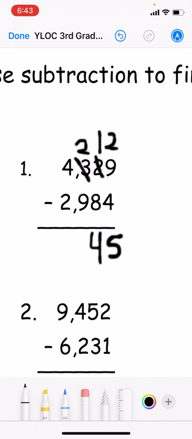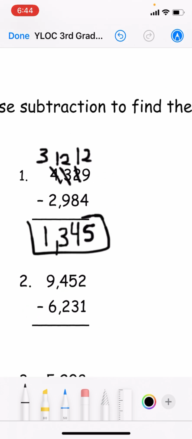And then 2 can't subtract 9, so we'll borrow from the thousands place. 4 becomes 3, and 2 becomes 12. 12 minus 9 is 3, and 3 minus 2 is 1. So our answer is 1,345.